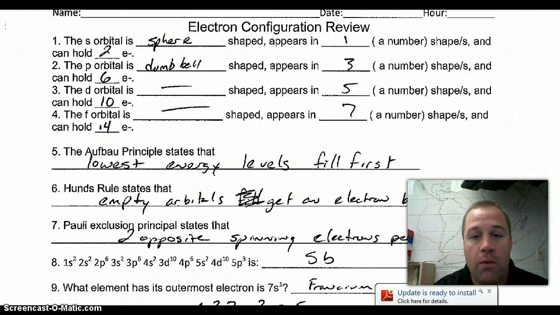As far as right here, the number of shapes, that's when you're making an orbital diagram. How many lines are you going to write? For any s orbital, you're going to write one line. For a p subshell, you're going to write 3. For a d, you're going to write 5. For an f, you're going to write 7. Each one of those lines can hold 2 electrons. So over here we have how many electrons each sublevel can hold. S can hold 2, P can hold 6, D can hold 10, and F can hold 14.